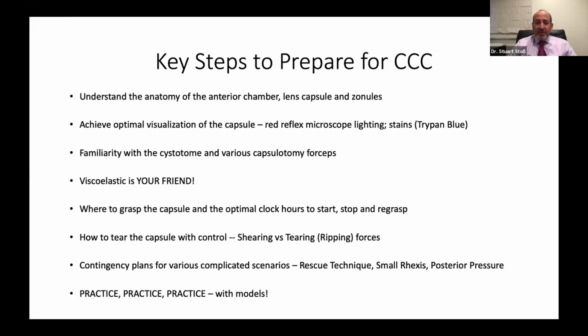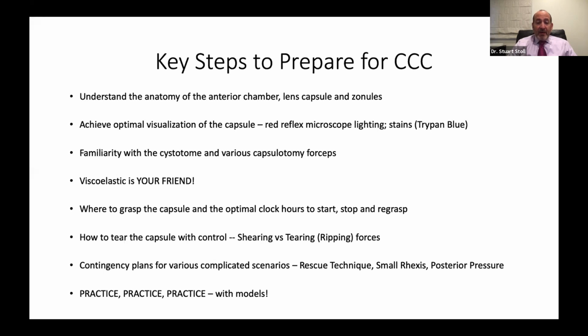You have to have contingency plans for various complicated scenarios like the rescue technique, or if you have a small rhexis, or if there's posterior pressure and the rhexis is trying to run out. So you have to be able to understand how to manage those, and you can practice those with different scenarios.